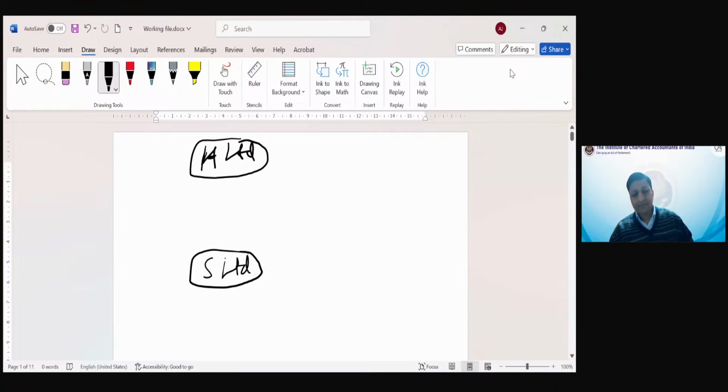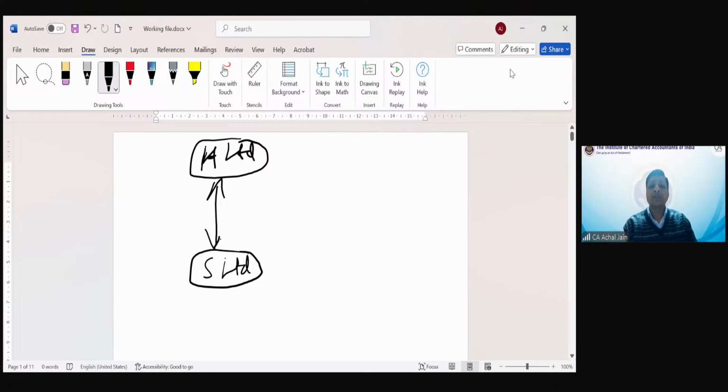The other one is that it may happen that during the course when these two companies were operating, there were some transactions between these companies. Maybe S was selling some goods to H. Maybe H is providing some services to S. Maybe H has given a loan to S. It could be of any nature.